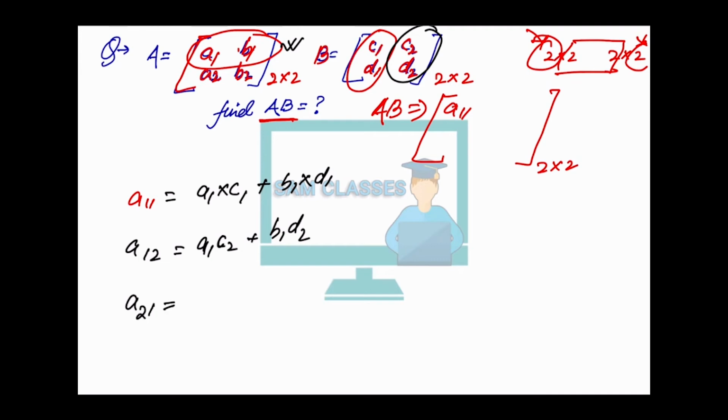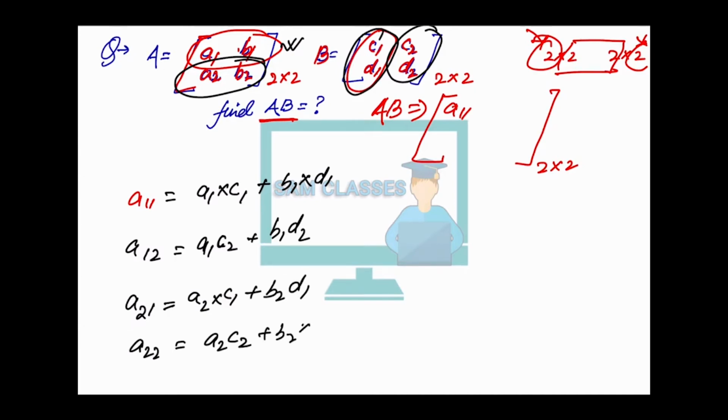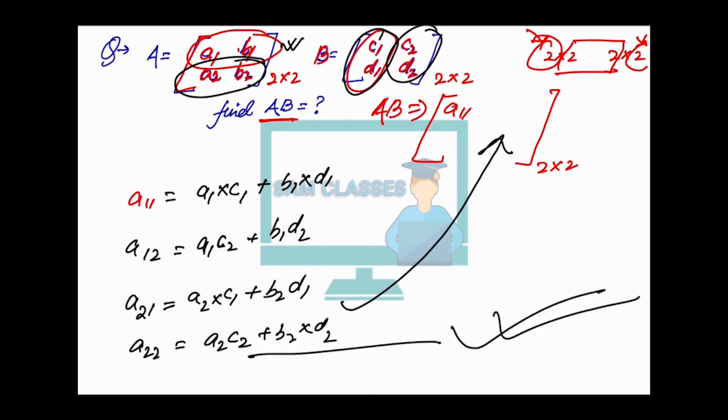A21 is second row from here, first column from here, so A2 into C1 plus B2 into D1. A22 is equal to A2 into C2 plus B2 into D2, students. Okay, so this is the answer. You have to put it here. If you got the same answer, students, you got it correct. Let's move on to the next page.